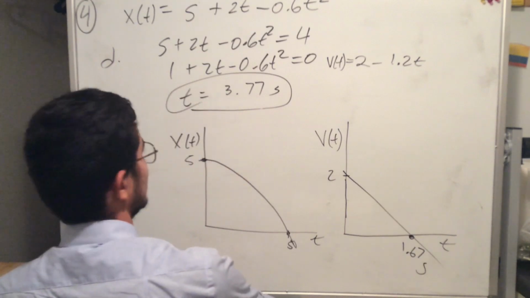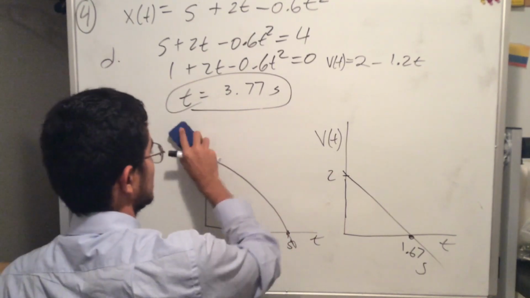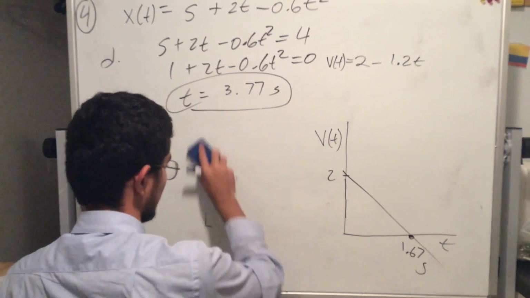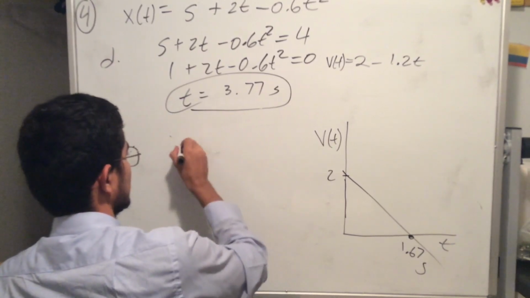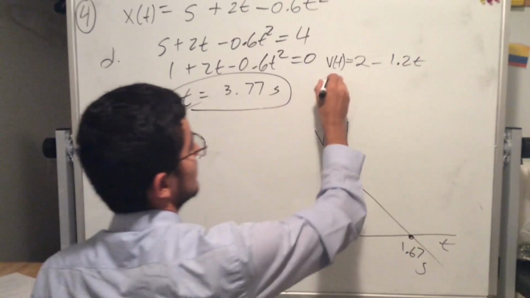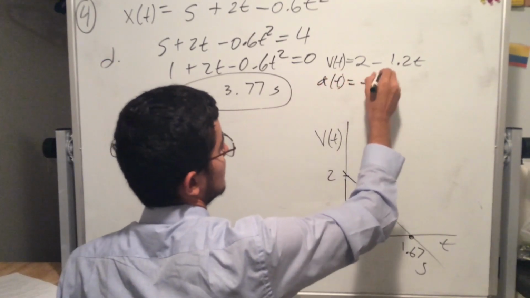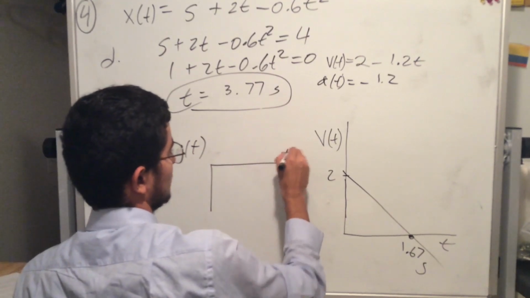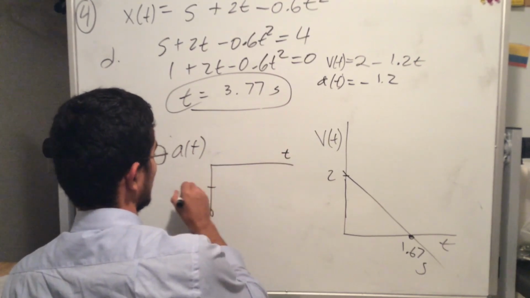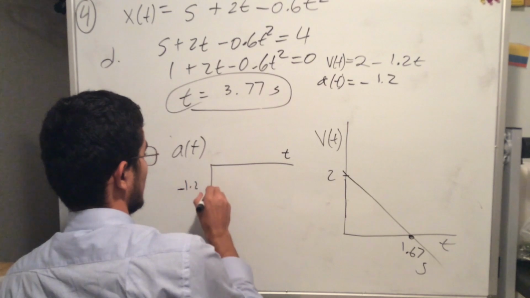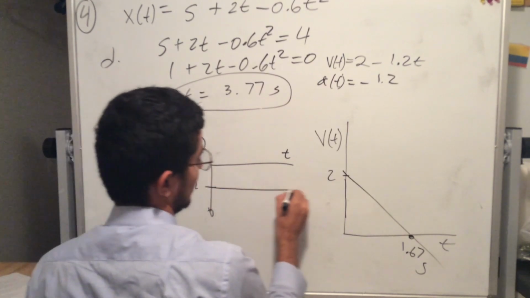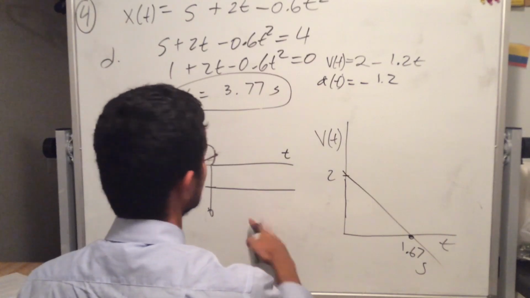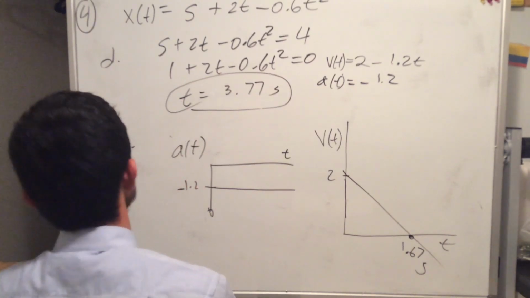Now let's do the easiest one, really, acceleration. The easiest one, because you will see why. So acceleration is constant, right? It's negative 1.2 meters per second squared. So actually, all we have to do is just put negative 1.2 and make a straight line like that, because it's constant at all times. So those are the graphs for this question.